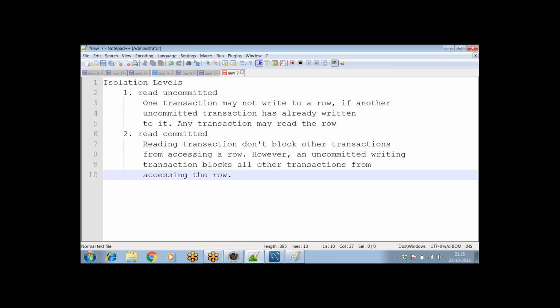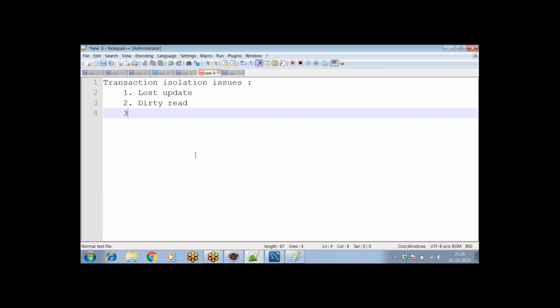So hope you people got it. Next, we got another isolation issue, that is unrepeatable read.